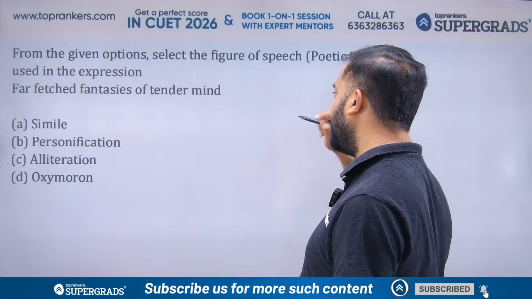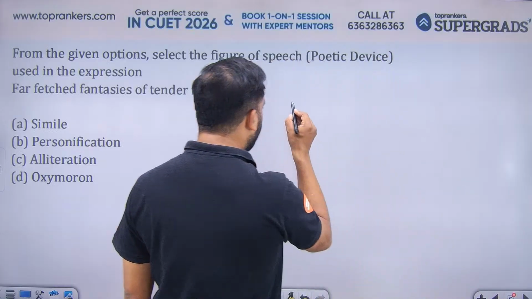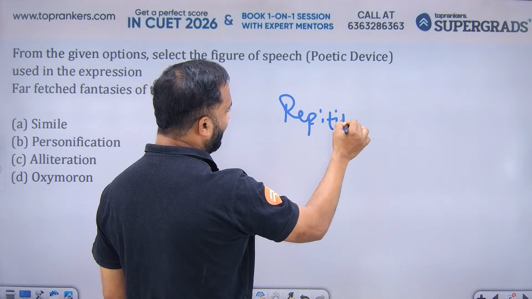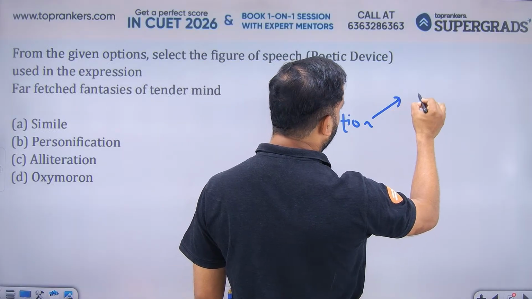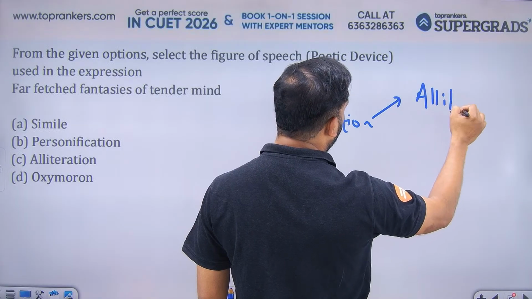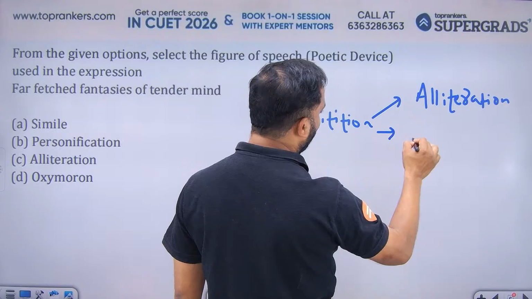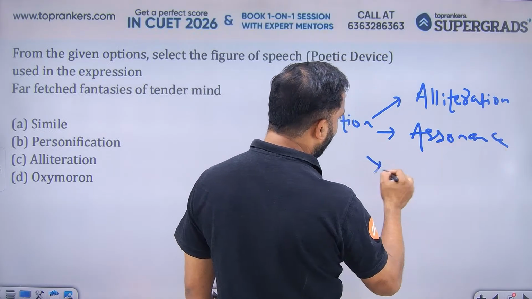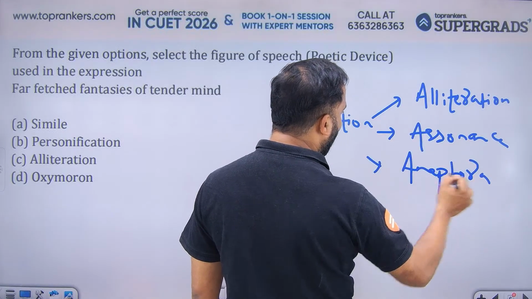Far-fetched fantasies of the tender mind. Now, as I said, there is one more category and that is for repetition. Repetition के लिए आप category बना सकते हो. So repetition के अंदर हमारे figures of speech होते हैं. Figures of speech like alliteration, like assonance, like anaphora and epiphora.